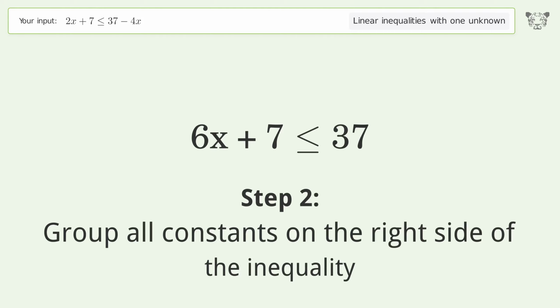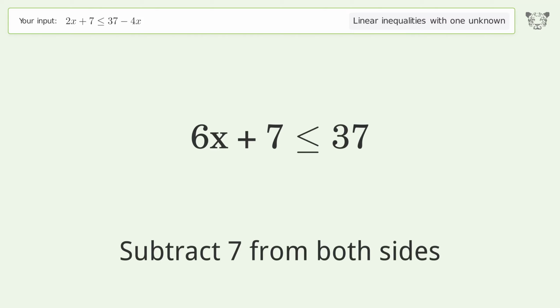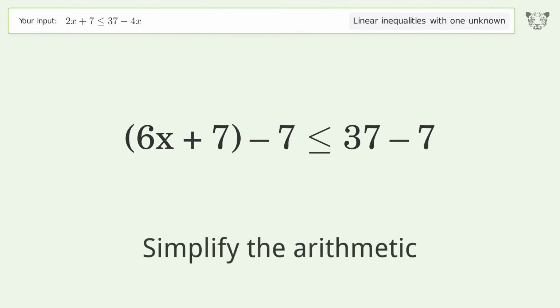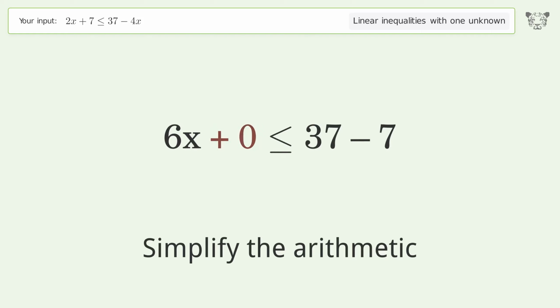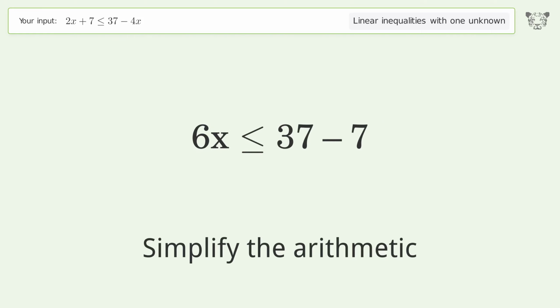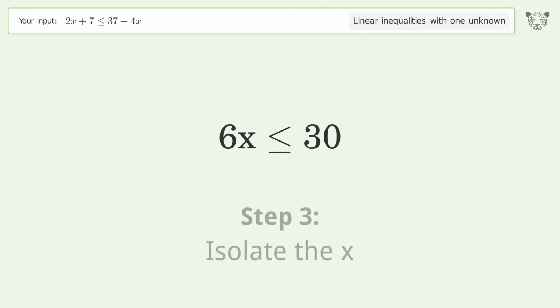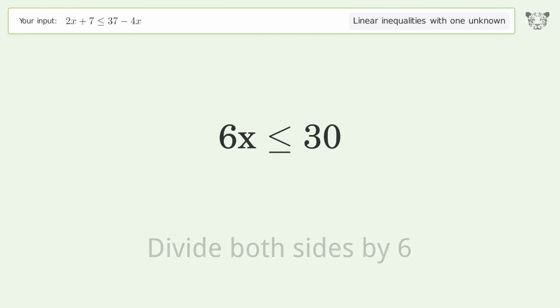Group all constants on the right side of the inequality. Subtract 7 from both sides. Simplify the arithmetic. Isolate the x. Divide both sides by 6.